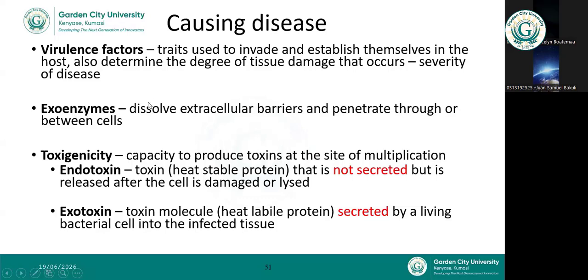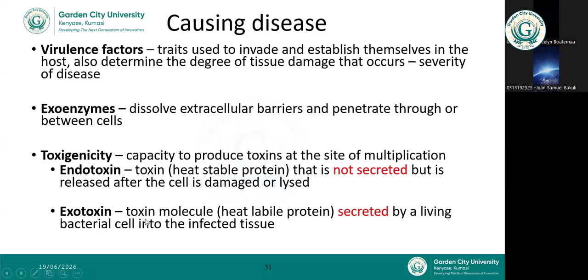Some of them will cause diseases by dissolving some barriers in the host. So they can produce enzymes external to the cells themselves. So the pathogen will produce some enzymes outside its body or outside its cell to the host to dissolve certain barriers so that they can easily penetrate or move freely within those particular cells and tissues.